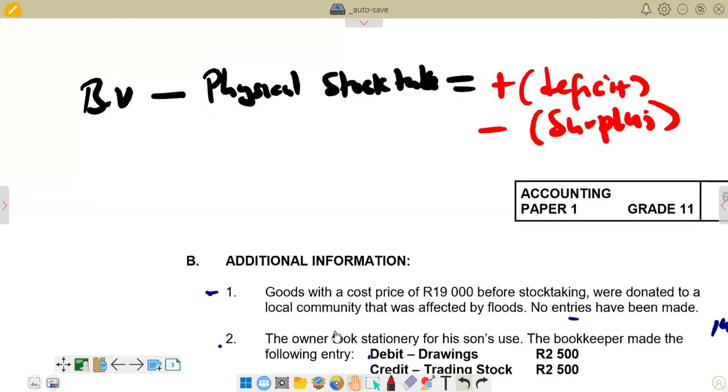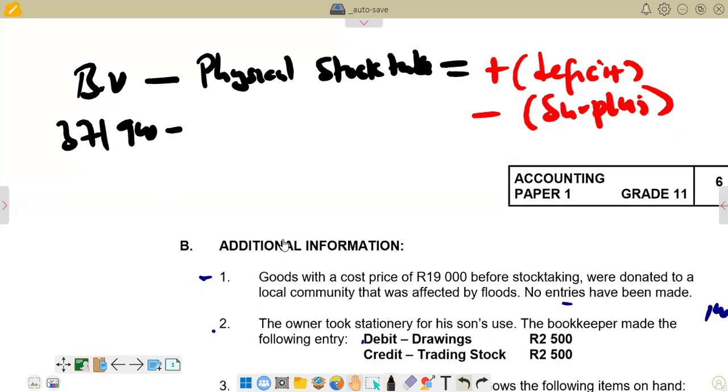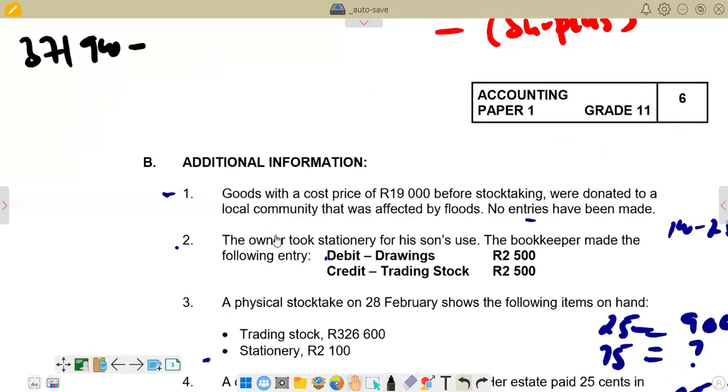So here we are saying 371,900. Then we subtract the physical stock take figure. On the physical stock take figure, remember we have this amount of 2,500 that was credited to trading stock but was not supposed to be credited. By crediting, we are subtracting. Remember, when we credit an asset, we subtract. So we subtracted 2,500 from trading stock, which was not supposed to be subtracted. So we are supposed to add it back.